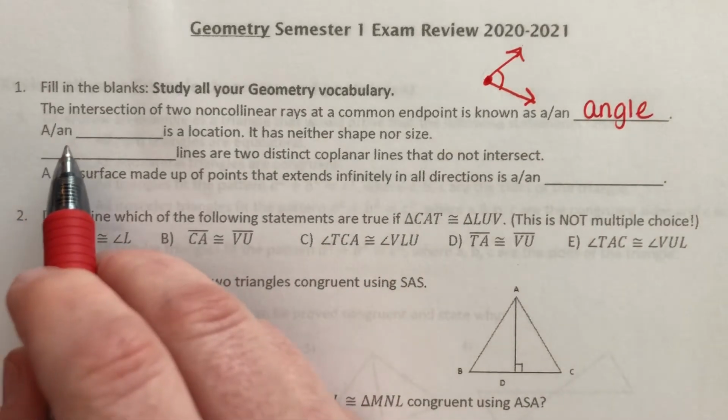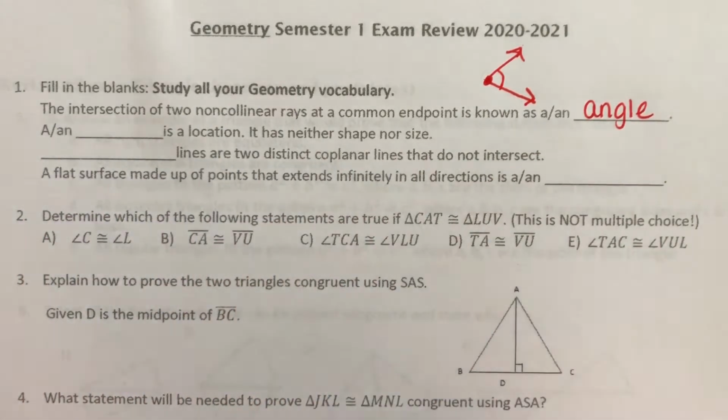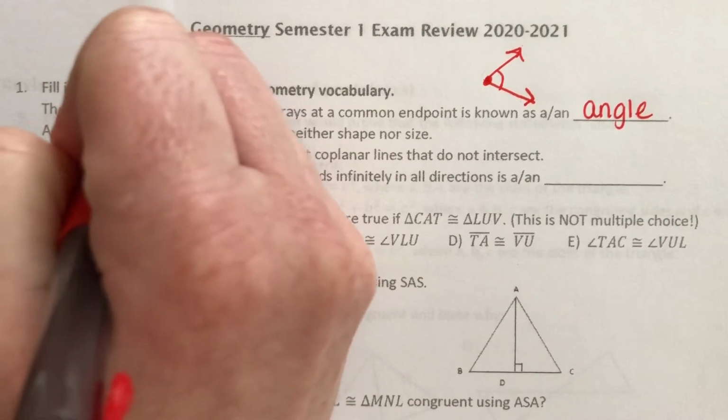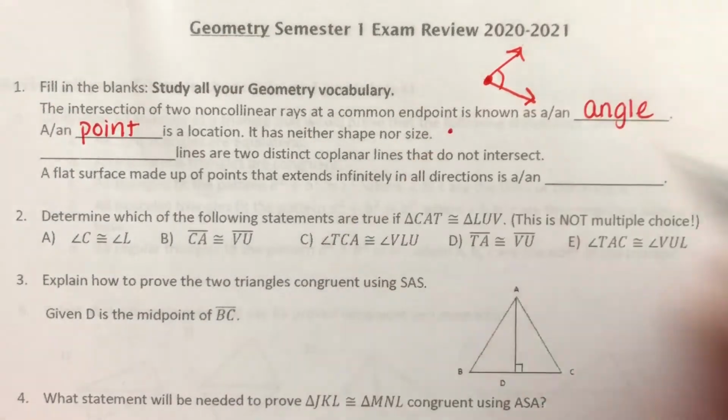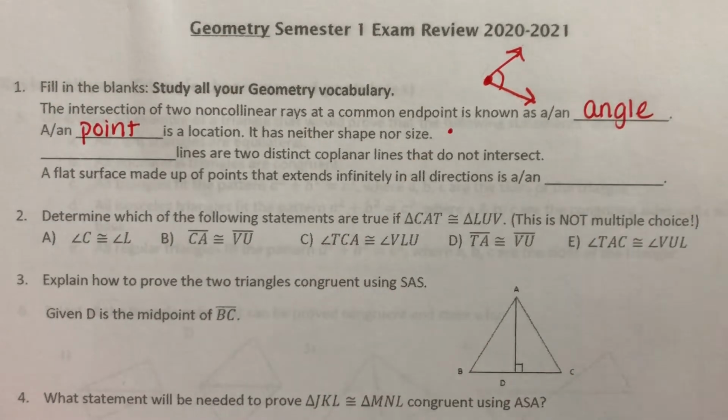Okay, second one, a blank is a location. It has neither shape nor size, a point. Right? A point would be like there. No length, no width, no depth.